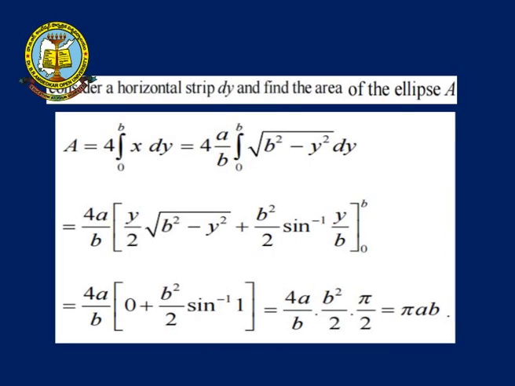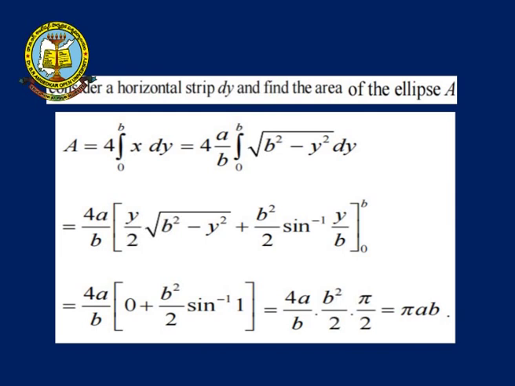If I take the horizontal step, it is 4 times the integral from 0 to b of x dy. So 4 times a by b into the integral from 0 to b of root of b square minus y square dy, because I am taking the horizontal step. Now 4a by b into [y by 2 root of b square minus y square plus b square by 2 sin inverse of y by b] from 0 to b.